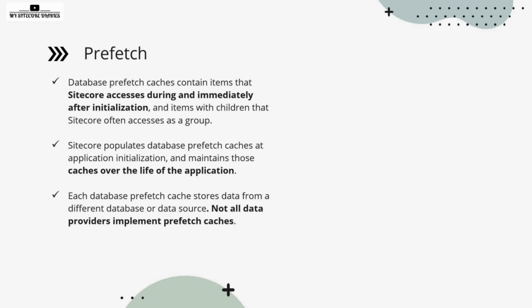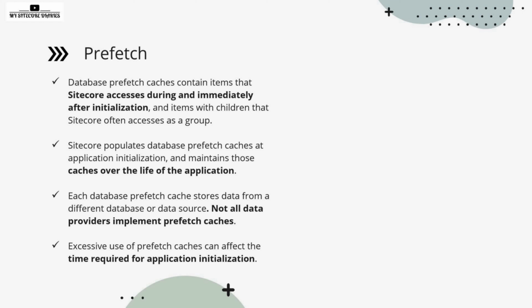Each database Prefetch cache stores data from a different database or data source. Not all data providers implement Prefetch caches. So for every database, like master, web, web preview, or the core database, all will have their own Prefetch cache.